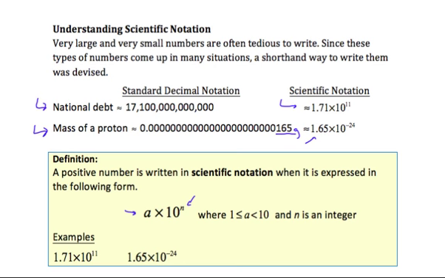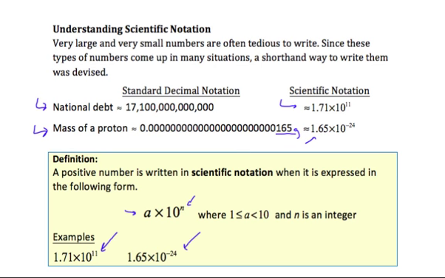Notice our examples here. The first example was this national debt, 1.71 times 10 to the 11th power. And then our other example here, 1.65 times 10 to the negative 24th power. Notice if we're going to represent a large number, our exponent on the 10 is positive, in this case positive 11. If we're going to represent a very small number, our exponent on the 10 is negative, and that will always be the case.